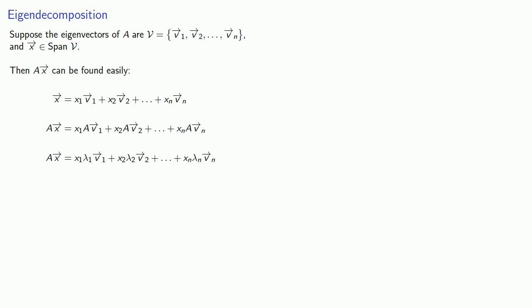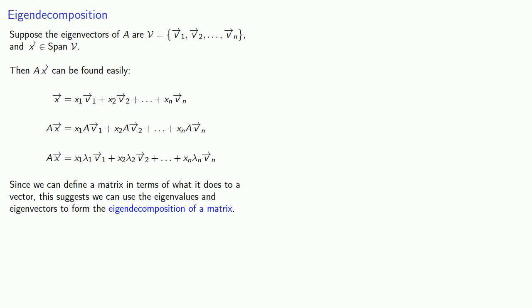And since we can define a matrix in terms of what it does to a vector by a linear transformation, this suggests we can use the eigenvalues and the eigenvectors to form the eigen decomposition of a matrix.